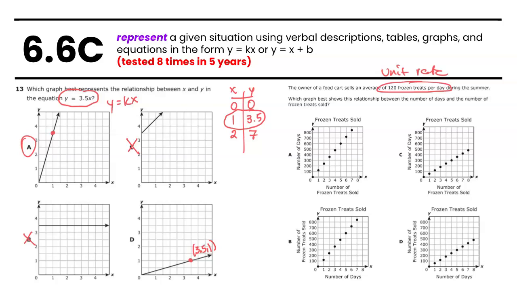And so seeing that they all start at the origin, we just need to see which one is going up by 120 each day. And if you'll look at letter choice A, that is the one that is going up by 120 every day. There's 120, there's 240, there's 360, there is 480, and there is 600, etc. Again, having students create a table to match with the graph will be a good idea.